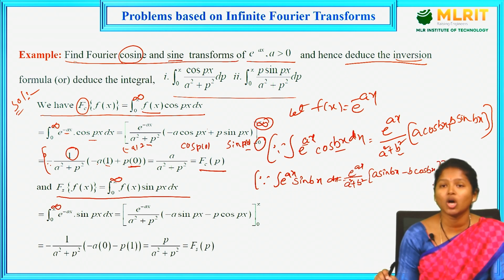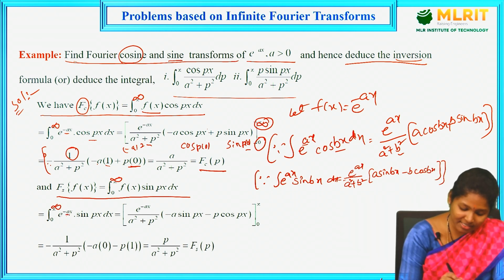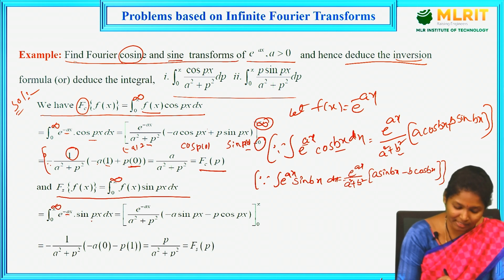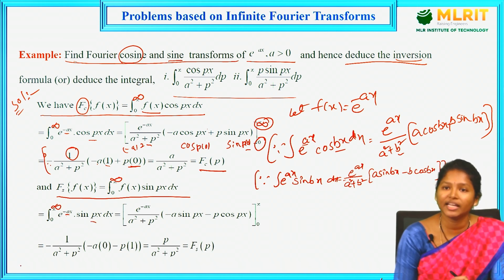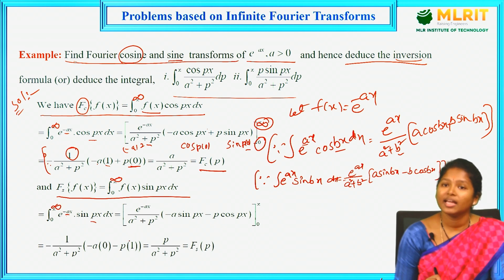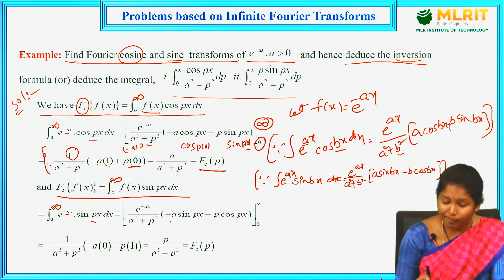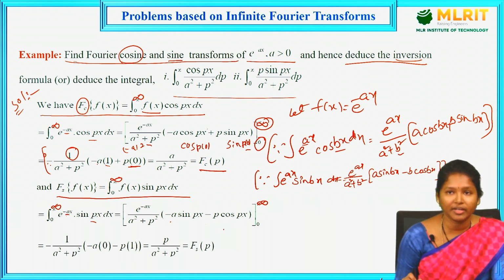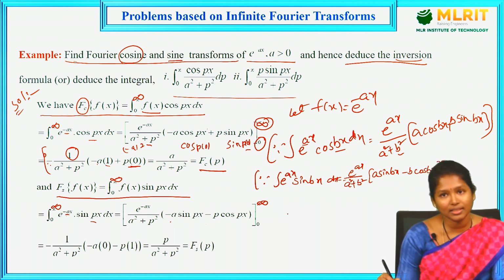In the place of a here, minus a is there. In the place of b, p is there. So I am substituting a, b in the formula. I will get e power minus ax by a square plus p square, into minus a sine px minus p cos px, in the limits 0 to infinity. I already discussed this just now.